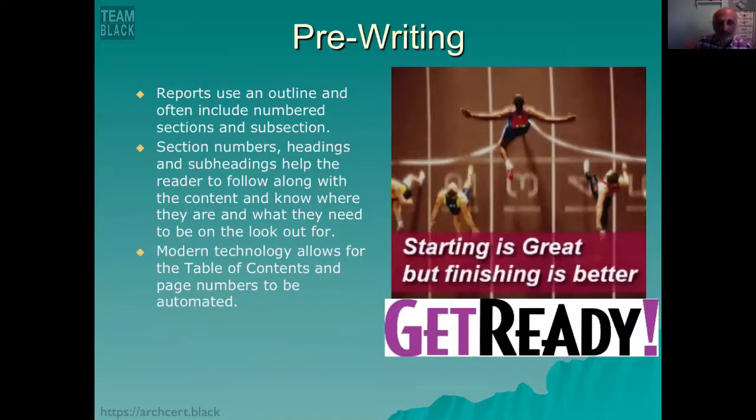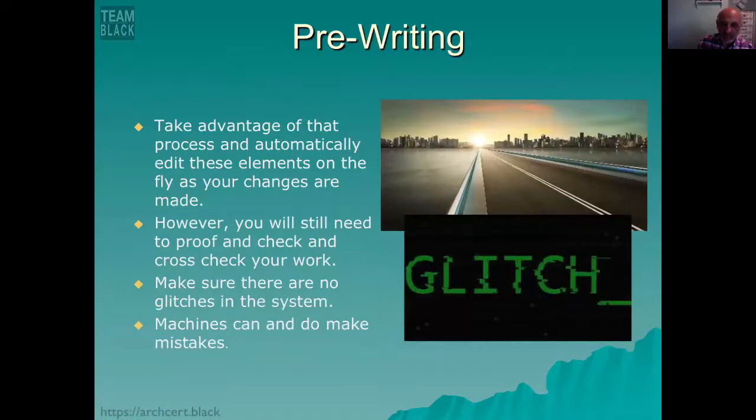Now, as you're well aware, modern technology allows us to automate the creation of the table of contents and the page numbers. And that is always, in some ways, a blessing, and in other ways can be a curse. Take advantage of that process, go ahead and have the computer develop the table of contents and identify the page numbers. However, you will still need to proof and cross-check your work, matching up the titles and subtitles and headings and page numbers of that table of contents with the content in your document.